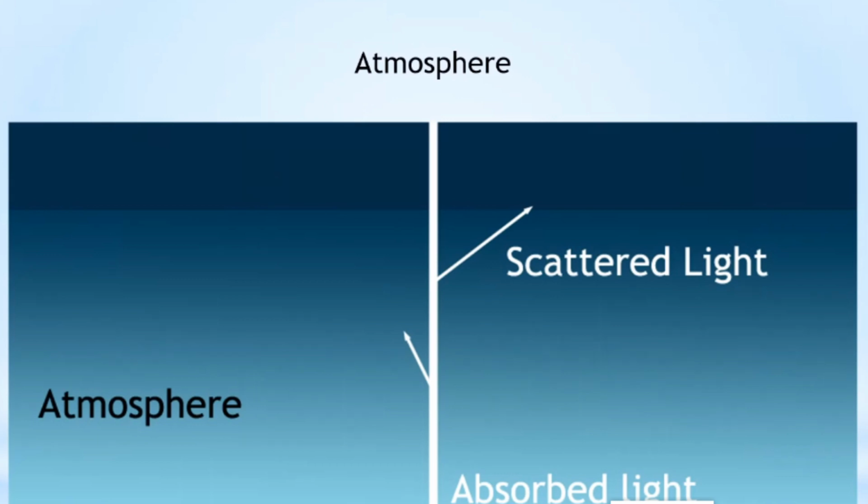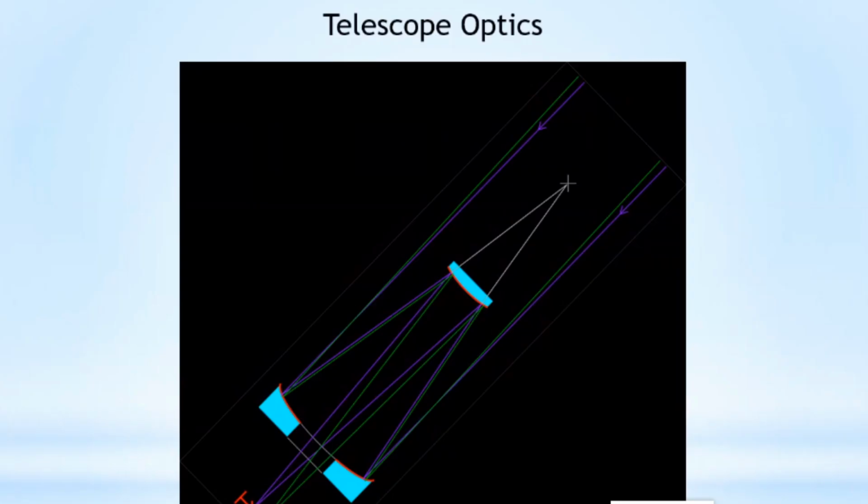As the light passes through the atmosphere, some of it's scattered away, some of it's absorbed, and that affects different colors of light differently. So when I say that it puts a fingerprint on the light, I mean that it's adjusting how bright it is in the red versus the blue or the green or the yellow. Then it hits your telescope optics. And that also leaves a fingerprint.